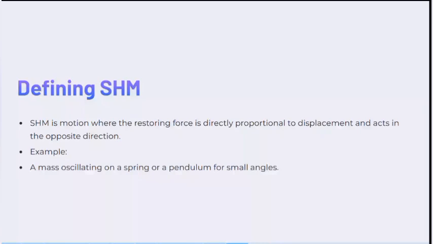So simple harmonic motion is an oscillatory kind of motion where the restoring force is directly proportional to displacement and it acts in the opposite direction. So that's the simple thing.